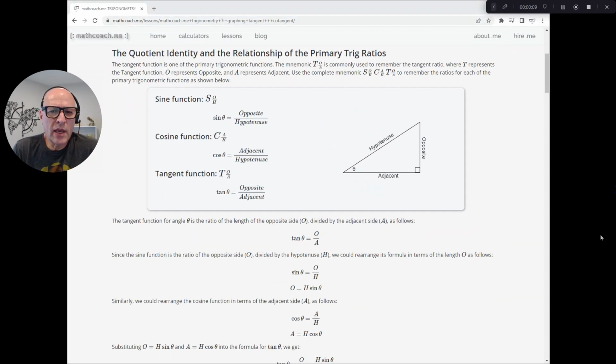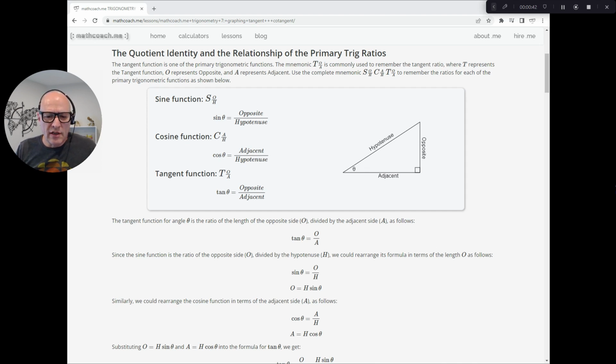Now, just before we get into graphing the tangent function, let's take a moment to explore one of the identities, the quotient identity, which is a relationship between the tangent function and the other primary functions, the sine and cosine functions. So, as we know via SOHCAHTOA, the sine of an angle, sine of theta, is the opposite over the hypotenuse. The cosine of theta, the CAH, is the adjacent over the hypotenuse, and the tan of theta, the TOA, is the opposite over the adjacent.